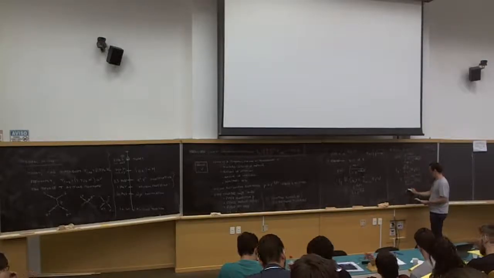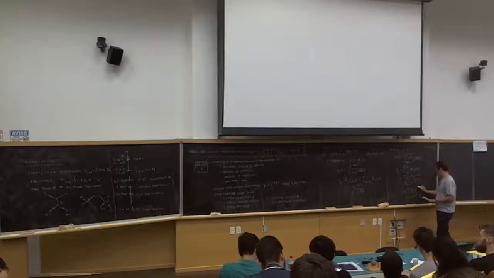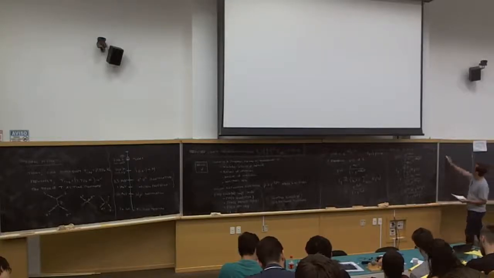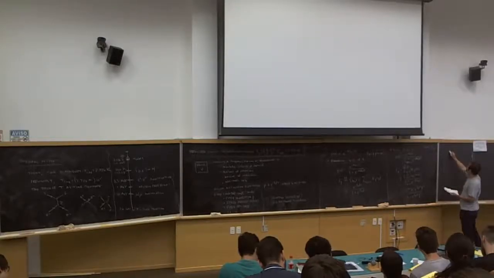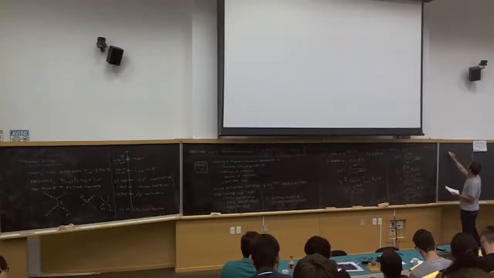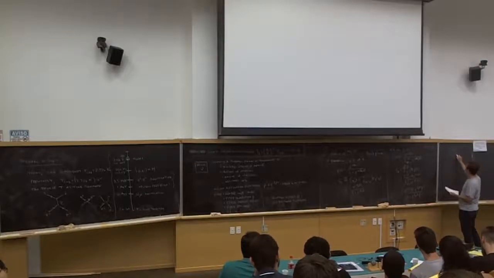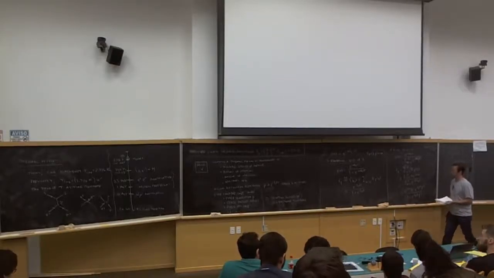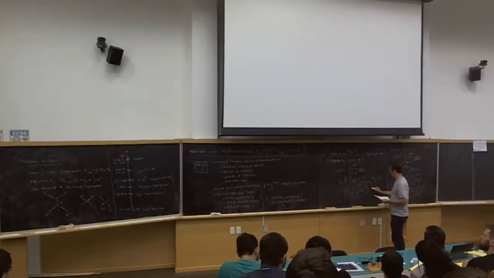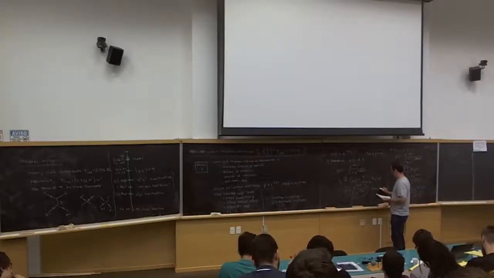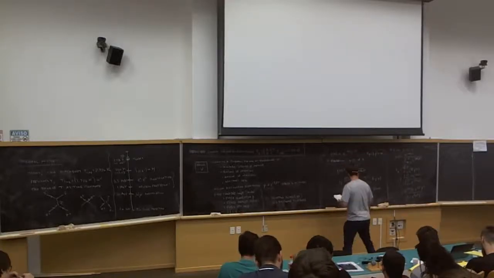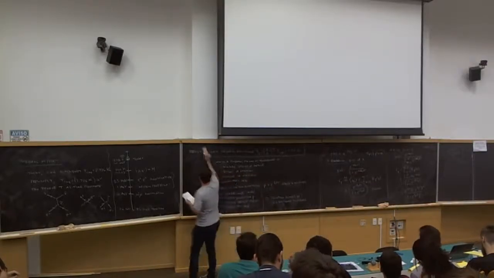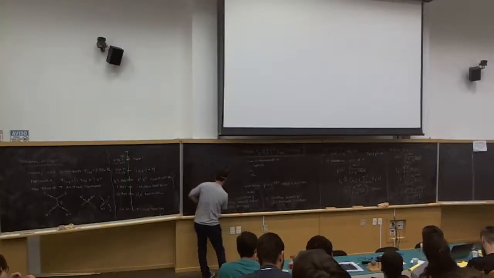I get e to the minus energy over T times 1 minus e to the minus energy over T. Then I'll simplify that to this. This is the answer for a boson. The mean occupation number for a boson in a thermal plasma. This was the answer for a fermion. We can combine both of those. Convenient way to combine both of those formulas.